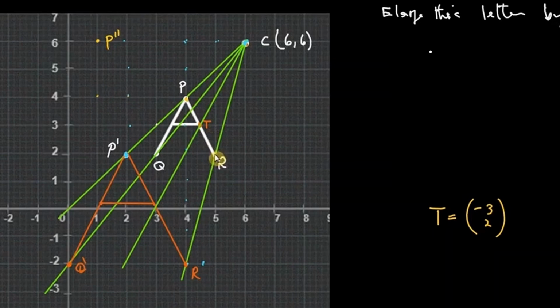So to get R, we move 3 places to the left, 2 up. So that's 1, 2, 3, 2 up, 1, 2, and Q, 2, 3 places out, 1, 2, 3, and 2 upwards. Our image coordinate after the translation is, so this will be our point R double prime and Q double prime.